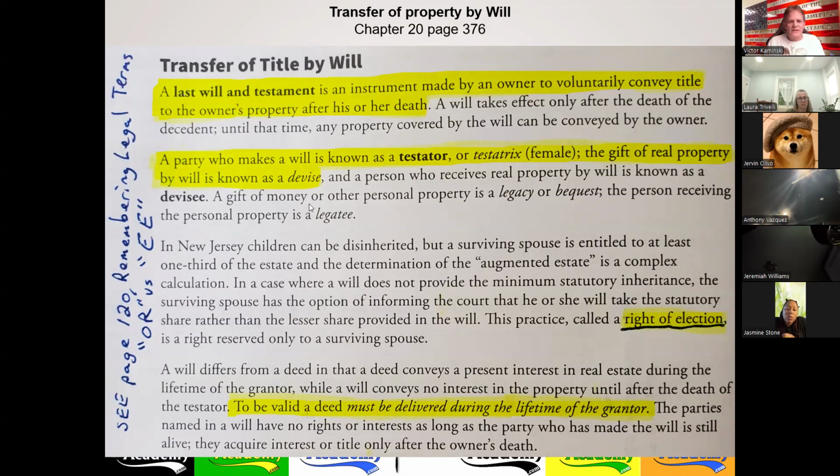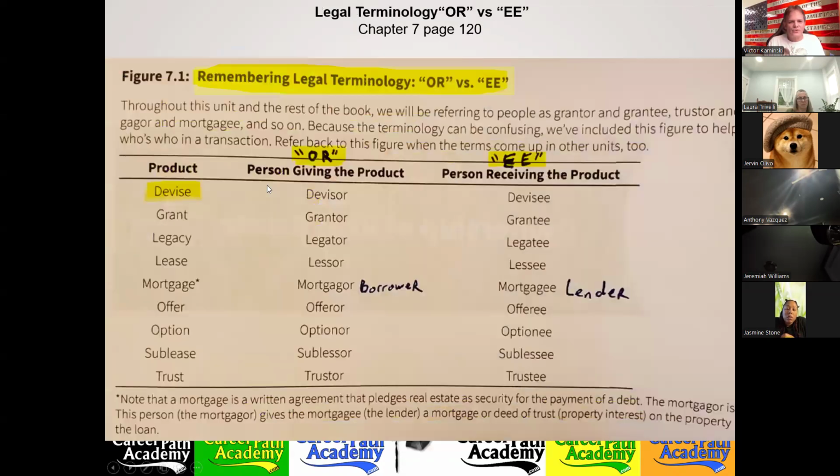Okay, let's get the next thing. Remembering legal terminology, OR versus EE. This is that chart that we're going to see in chapter 7 that we will highlight. You don't got to go there now. We'll be going there after this. But this just shows you, as long as you know the product, I refer to it as the root word.